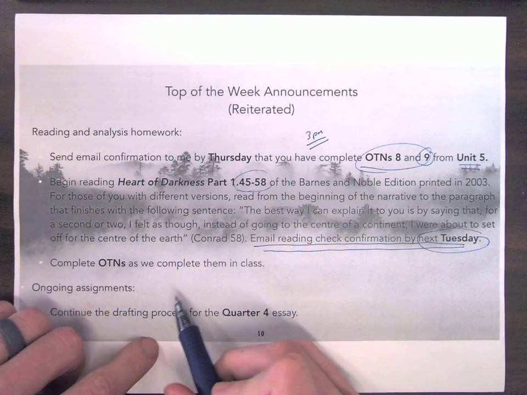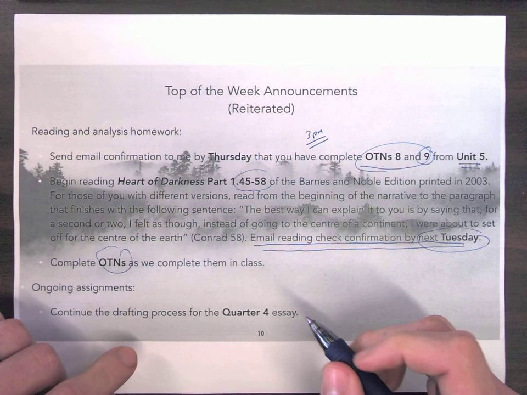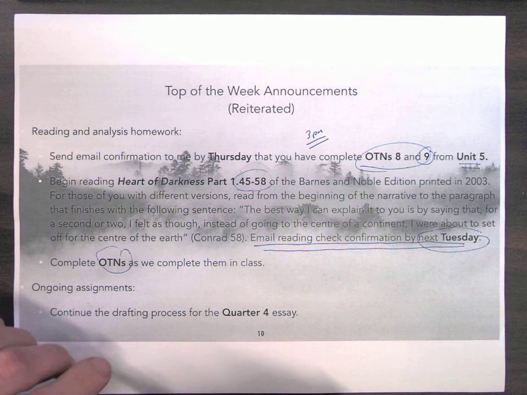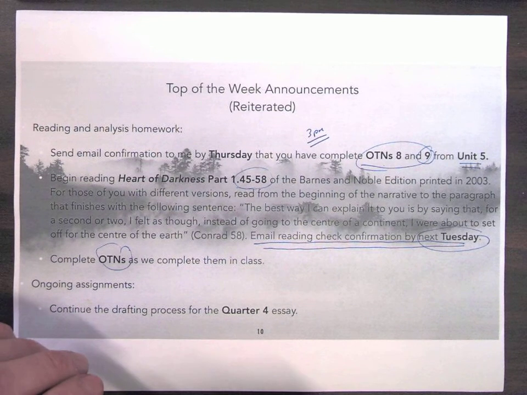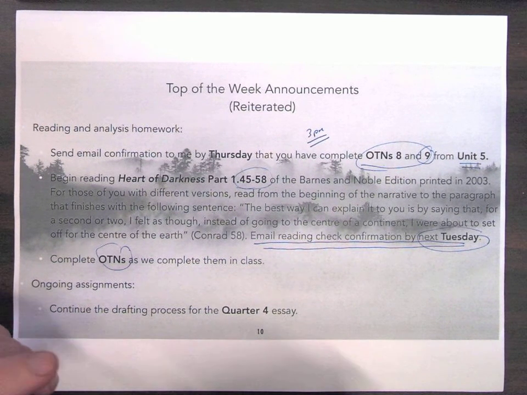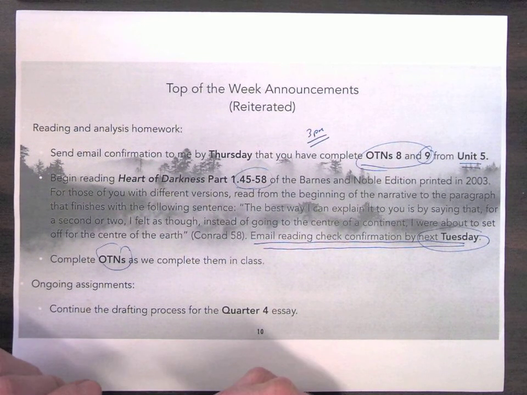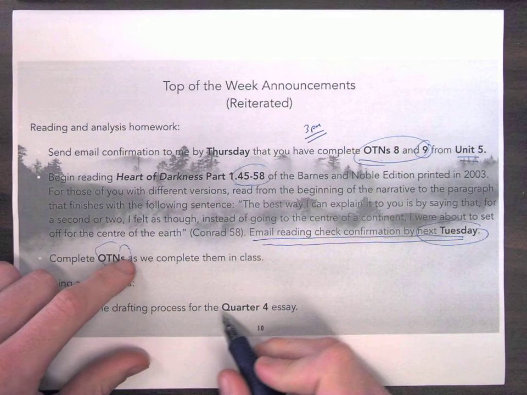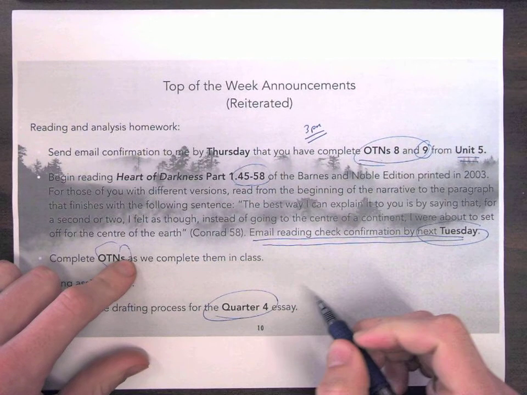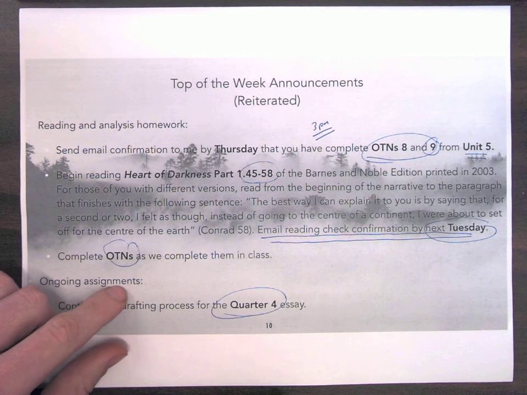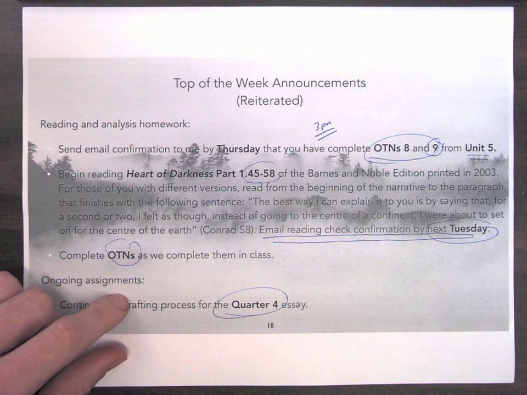All right, aside from that, you just need to make sure that you are keeping up with our OTNs. Today, we're going to be conducting an extended SQ3R for the first five pages of text, which, like I said, can be somewhat misleading upon first reading, so I want to make sure that we're going through this together, and I'm explaining what Conrad is doing in these first five pages. Aside from that, you need to keep tabs on your quarter four essay, which is going to be due in the middle of May, about a month from now.